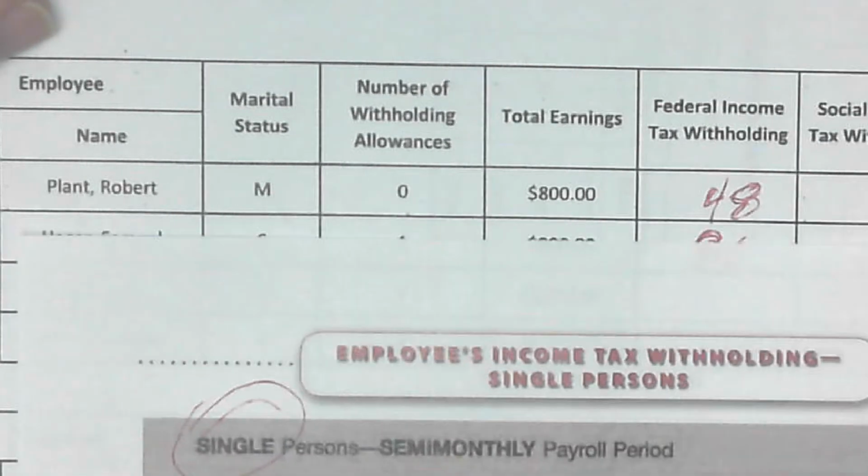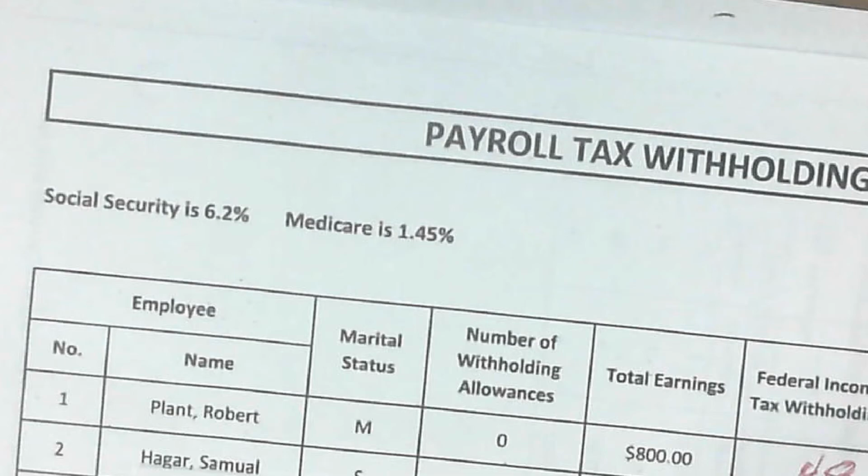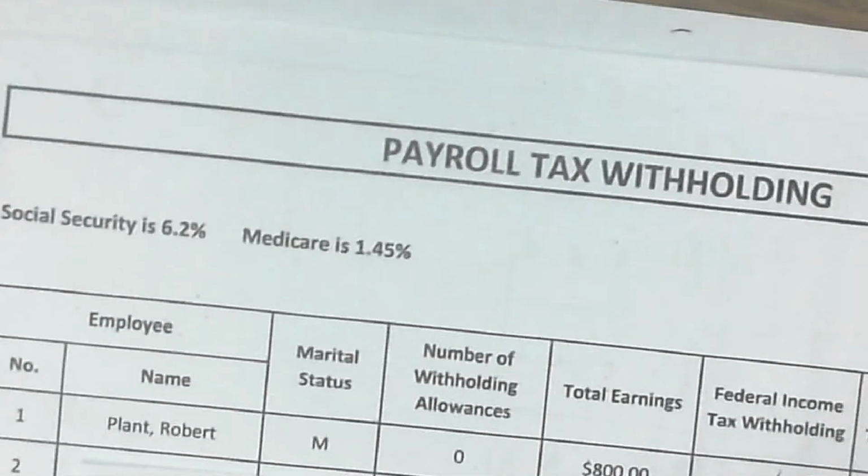So would you multiply those by these percentages to get the other two? Right. Okay. So now our next two taxes that we're going to take out of our paycheck.